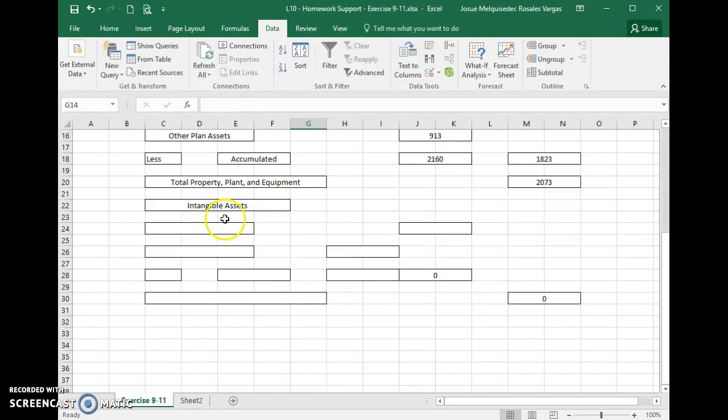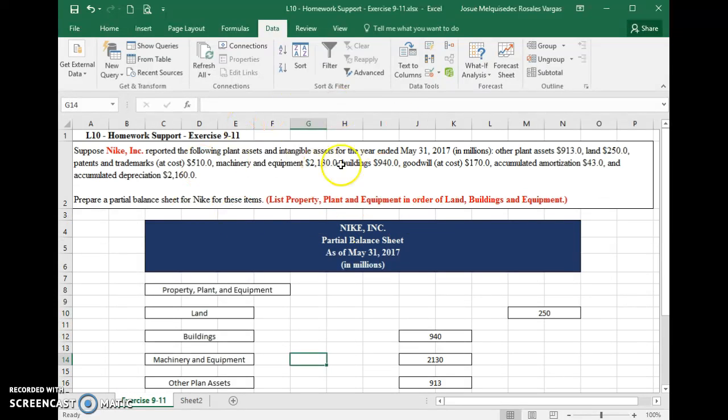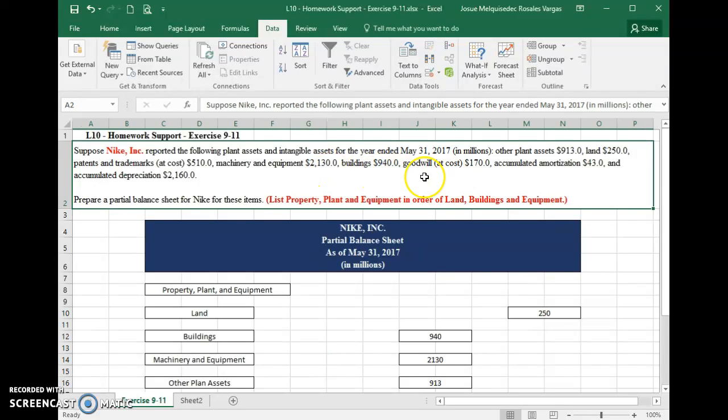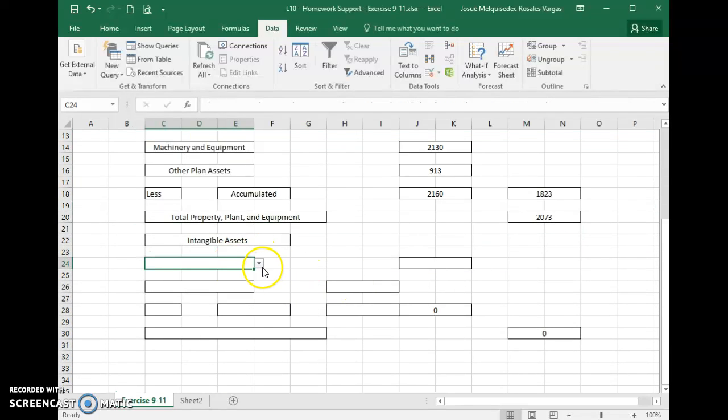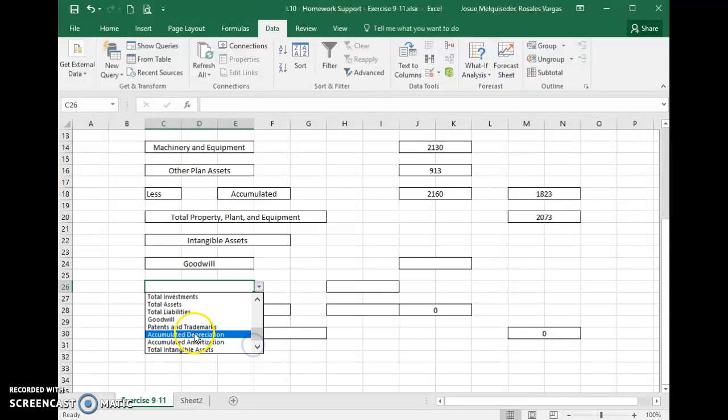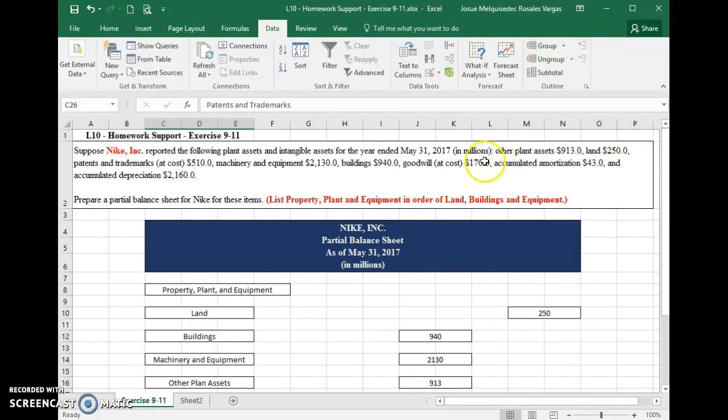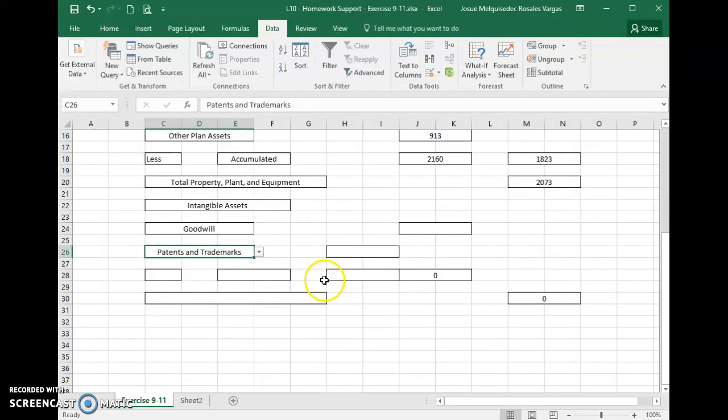Then we have intangible assets. Over here, let's see, I found goodwill and patents and trademarks. So we will put this information right here. We have goodwill and also patents and trademarks. Let's see. And we have $170 and $510 million.